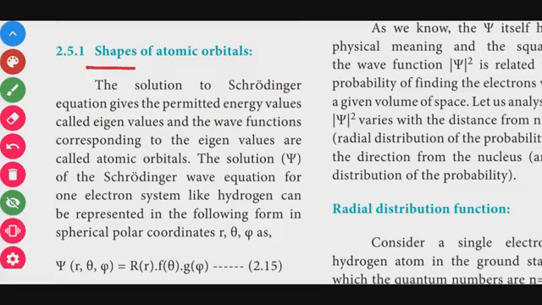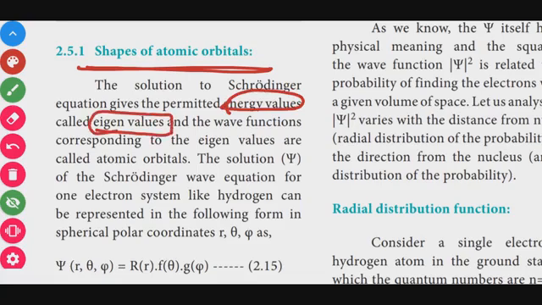Okay, இன்னைக்கு நம்ம shape of the atomic orbitals பார்ப்போம். First, the solution to Schrodinger equation gives the permitted energy values called eigenvalues. நீங்க இத Schrodinger energy equationல படிச்சிருப்பீங்கன்னு நினைச்சேன். Certain energy values இருக்கு, அது eigenvalues னு சொல்றாங்க. And the wave function corresponding to the eigenvalues are atomic orbitals. இந்த wave function நம்ம என்ன சொல்றோம்னா, they are considered as atomic orbitals.